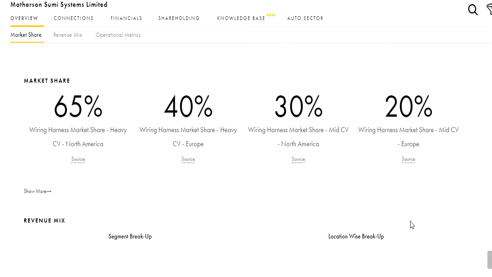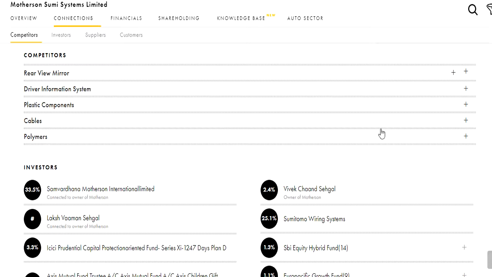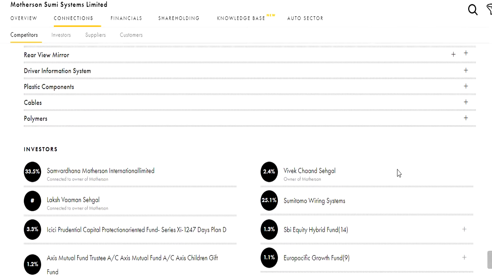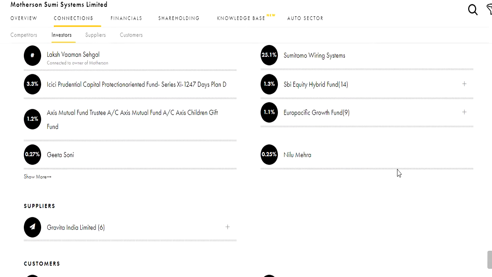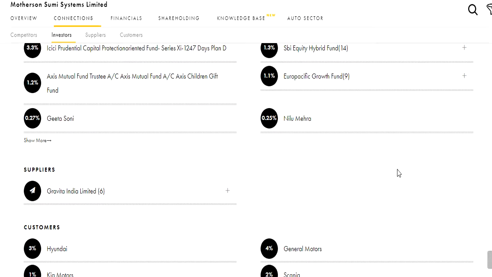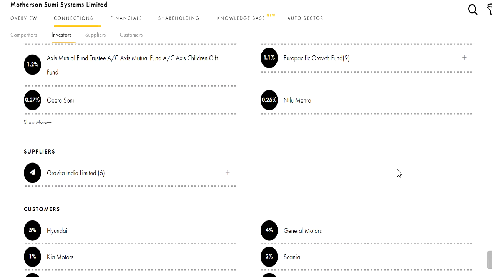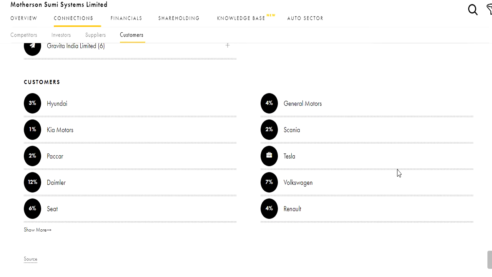And if you go to source, it will take you to the particular financial report. You can read that, and then go to connections. So you can see here the competitors in the above, and then investors: Samvardhana Motherson International Limited, and the remaining people who are investing, how much they are holding. You can see all the things here. And then suppliers, who is supplying raw materials. And then you can see customers.